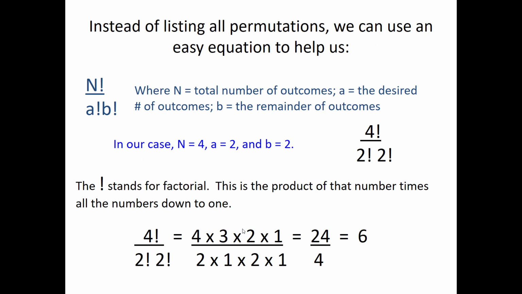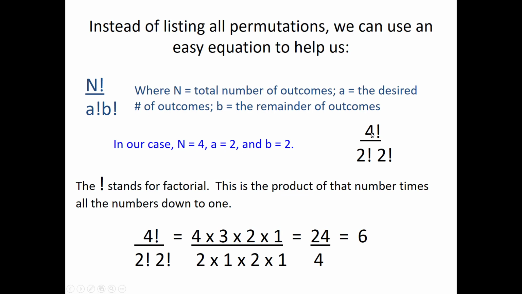Instead of listing all the permutations, we can use an easy equation to help us. If you use Excel, this is known as the COMBIN function, and it computes all the combinations when A is a desired outcome and B is a remainder outcome. So if n is the total number of outcomes, then A plus B equals n. In our situation, we have n equals 4, a total of 4 children. A can either be the number of boys or the number of girls. It doesn't matter. So we want, say, 2 girls, and B is the number of boys.